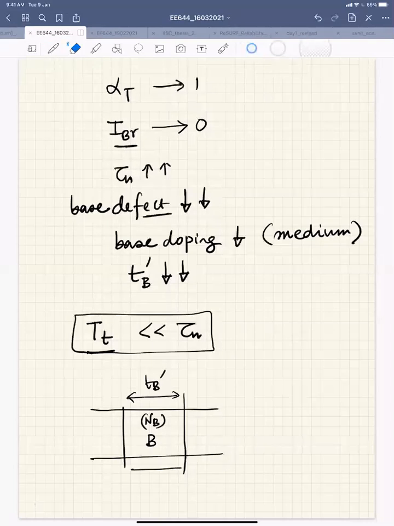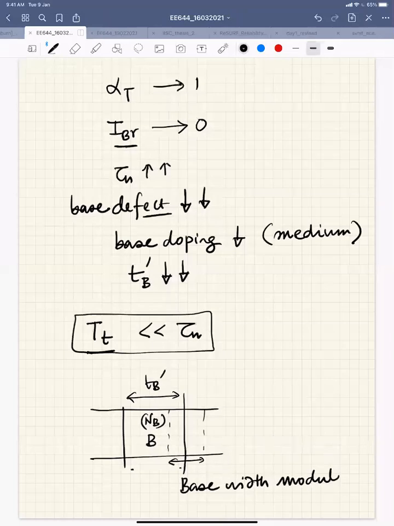The reason is, if you have very low doping, then you get base width modulation. If you have low doping, then your depletion width will be higher, right? The higher the depletion width, the lower your neutral base width. So your base width modulation will be higher in case of low doping. Your early voltage, which is a figure of merit for your bipolar junction transistor, will be low.